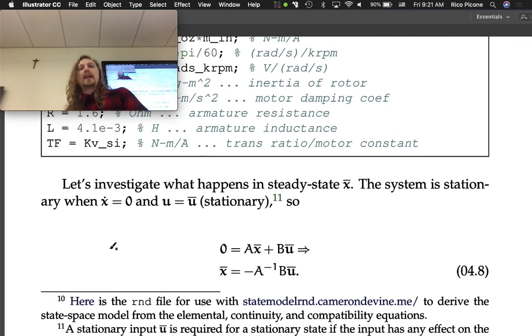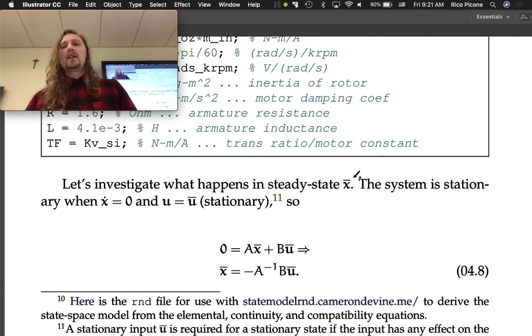So let's investigate what happens in steady state. We're going to call that x bar. So we have our state vector, right? X, and it's a function of time.